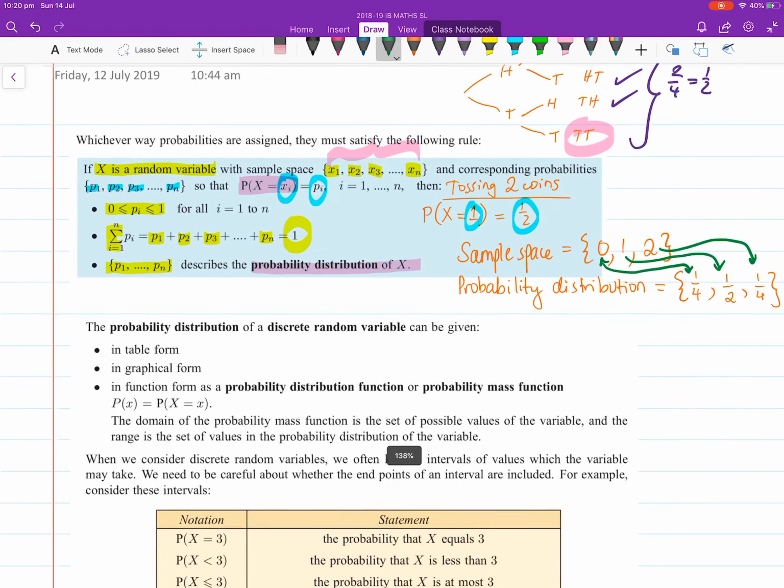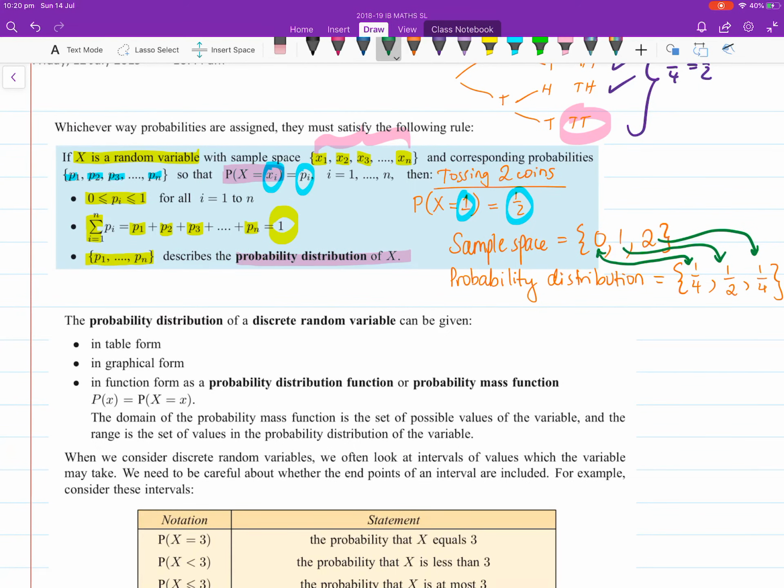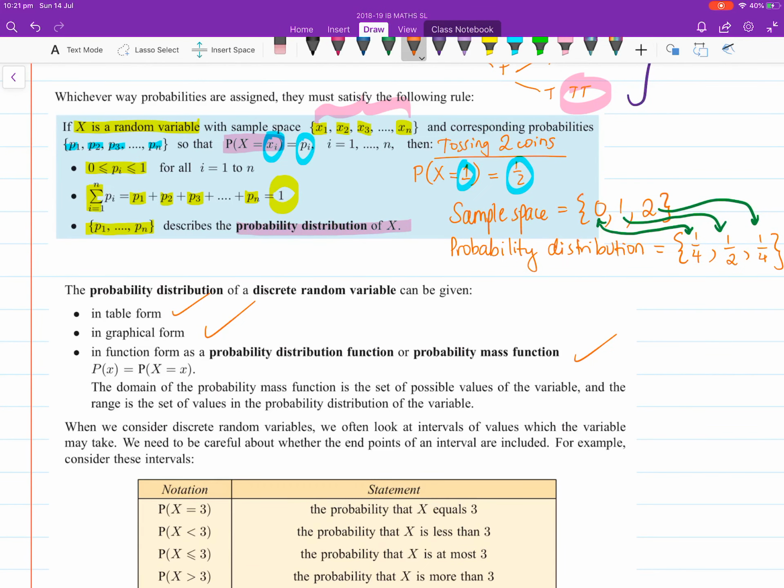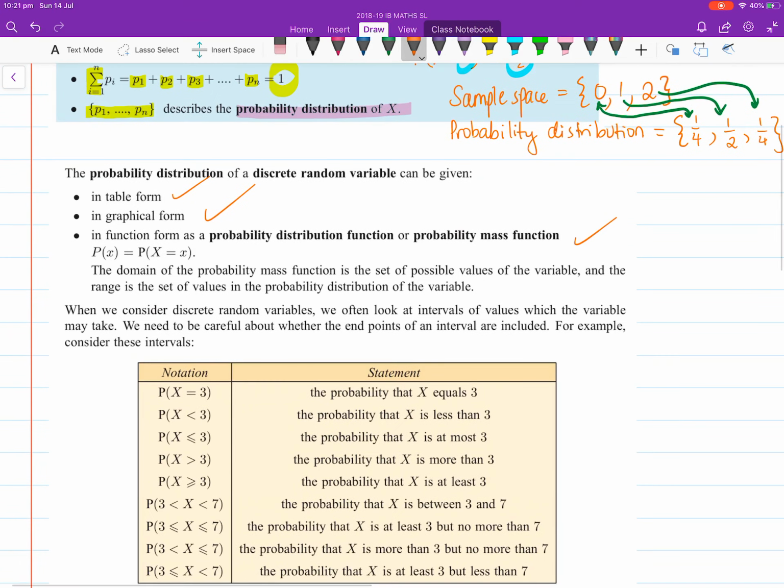Okay, now your probability distribution is usually either given in table form, here we go, table form, graph form, or as a probability distribution function or probability mass function. And we'll do that in a bit more detail in the next exercise. Yep. And so actually let's have a look at this.